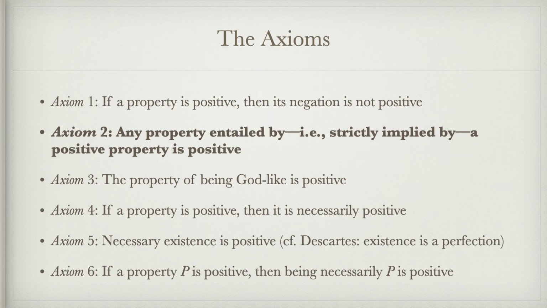The second axiom says that any property entailed by a positive property is itself positive. In other words, any property that is a necessary condition for a positive property is itself positive. So if you have to have this property in order to have some other positive property, it too is a positive property. For example, let's say that you can't be powerful without existing. Well, then if powerful is a positive property, so is existence. Similarly, if being knowledgeable is a necessary condition for having wisdom, and having wisdom is a positive property, then being knowledgeable is a positive property too.